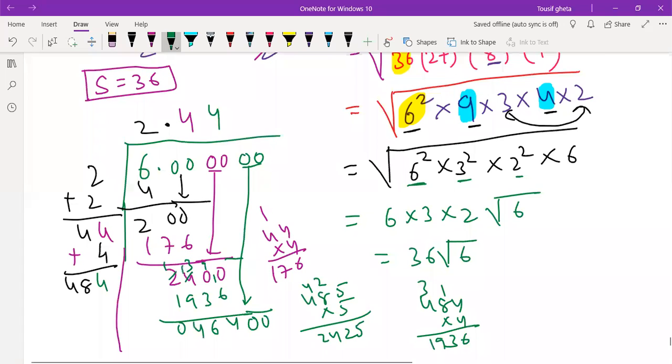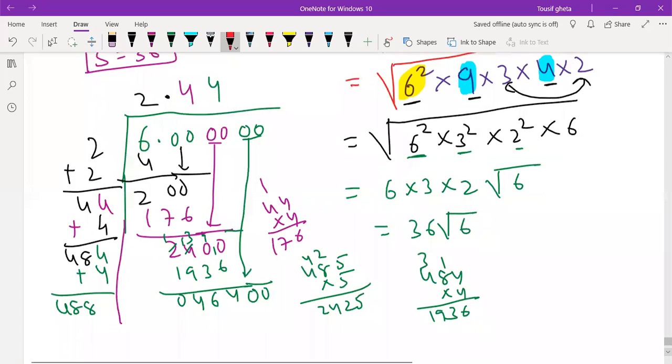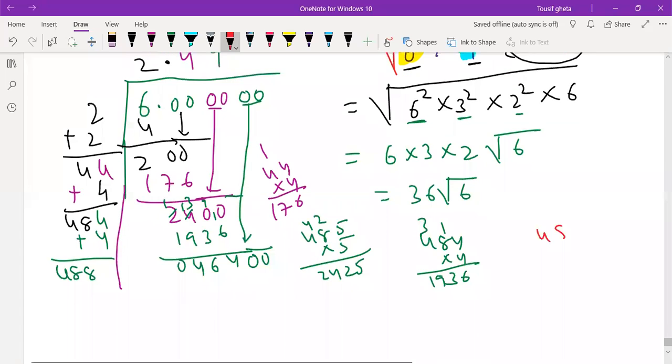Correct? Add this 4 here. Last step. 488. Right, Basma? 488. Last step. 488. Which number will you keep? You need 46. Let us try the 7. Let us try the 8. Let us try the 9.